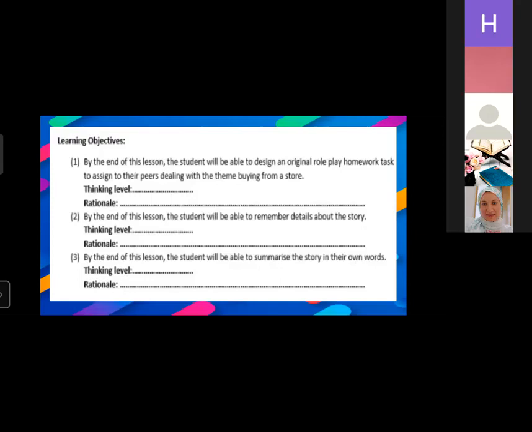Okay, number 3. By the end of this lesson, the student will be able to summarize the story in their own words. And be careful too, in their own words. Not only summarize, but... Yes, Mr. Ahmed? I think it's analyzing. It can be analyzing or understanding.